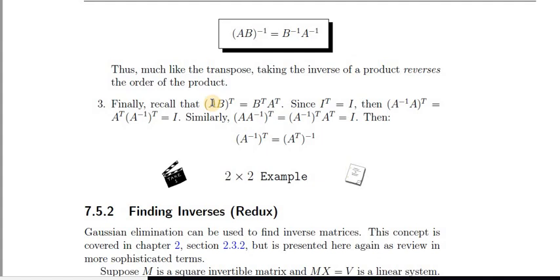Okay. Same thing with transpose. We had this relationship before. So you can combine properties of transpose and inverse to show that the inverse of the transpose is the transpose of the inverse. All right. You work through these steps and you find out that that's true.